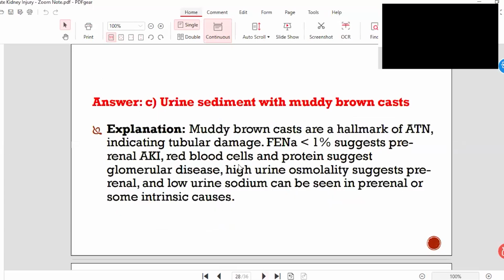Okay. And the next thing is elevated urine osmolality. So high urine osmolality would suggest the patient is having a pre-renal cause because low urine osmolality is expected in ATN. And low urine sodium can be seen in both pre-renal as well as some intrinsic causes. And typically in ATN, you would expect the patient to have high urine sodium. So the correct answer would be muddy brown granular casts.